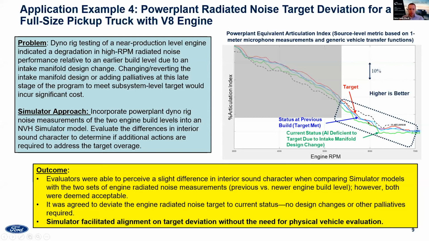So we took these engine level radiated noise measurements, incorporated them into the simulator model, and conducted listening evaluations. And the outcome was that although there were some slight differences in the sound character, both levels of engine radiated noise were deemed acceptable in the context of the full vehicle. And so it was agreed not to make any change to the intake manifold. The target was essentially deviated to the current status. So this decision was facilitated without the need for any physical vehicle evaluation.